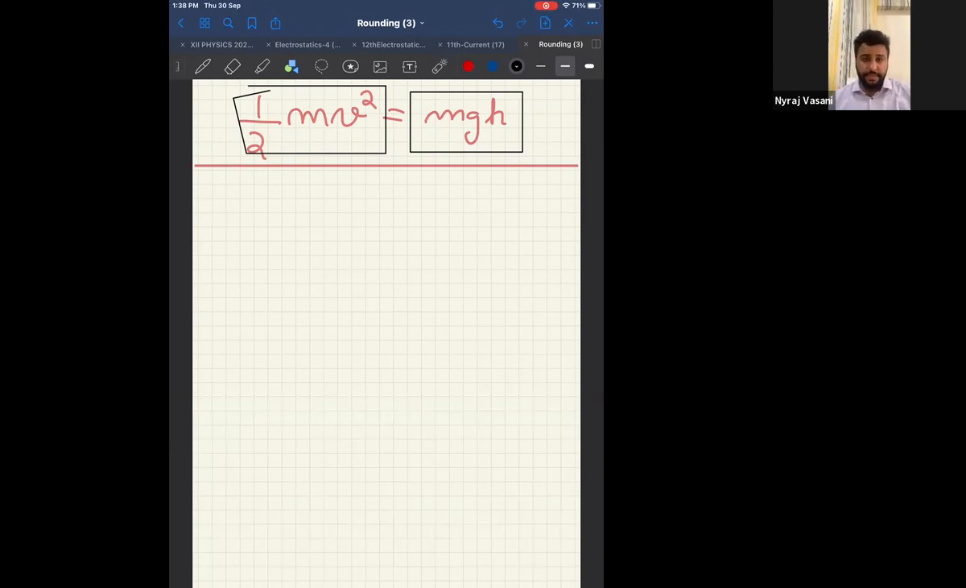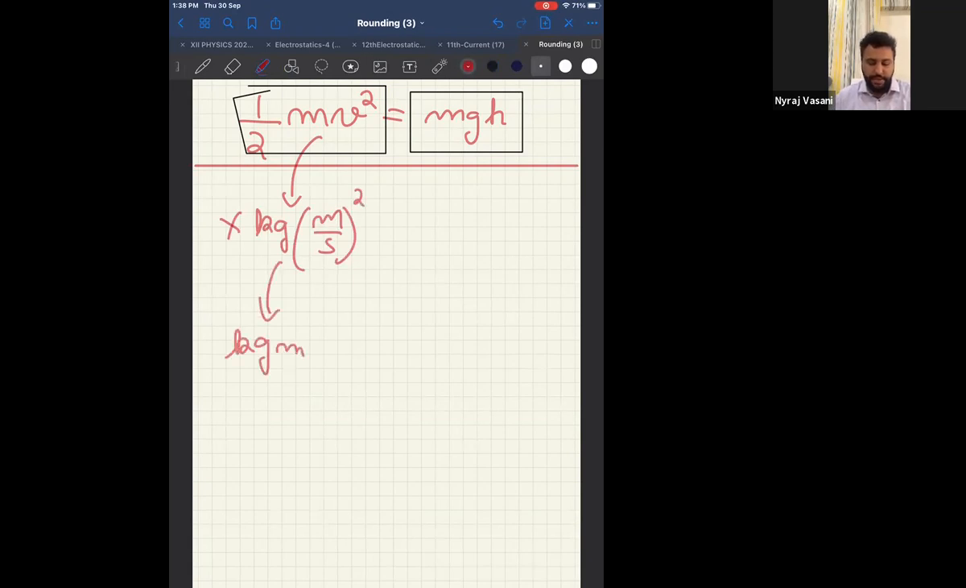I've got many people saying that this answer is dimensionally incorrect. We'll just check. See this. Half mv square. Half has no unit. Mass is kg. Velocity square is meter per second, the whole square. So it is kg meter square per second square. So kg meter square per second square is L2 M1 T minus 2.